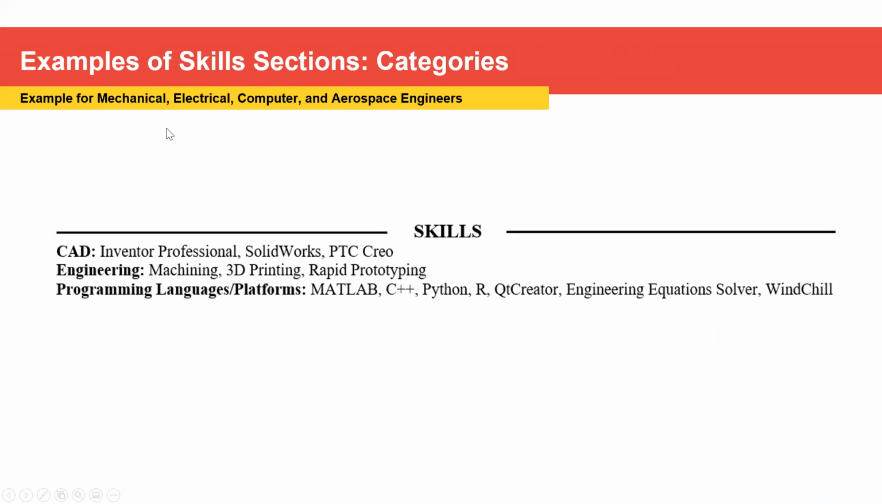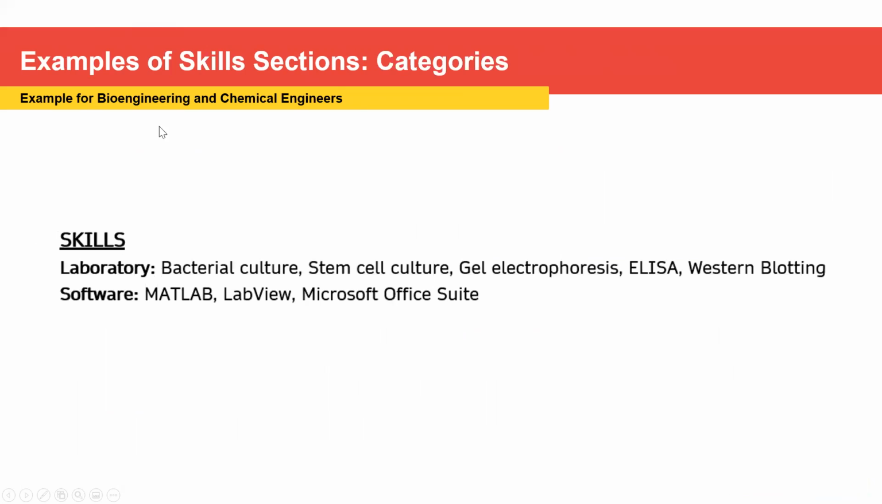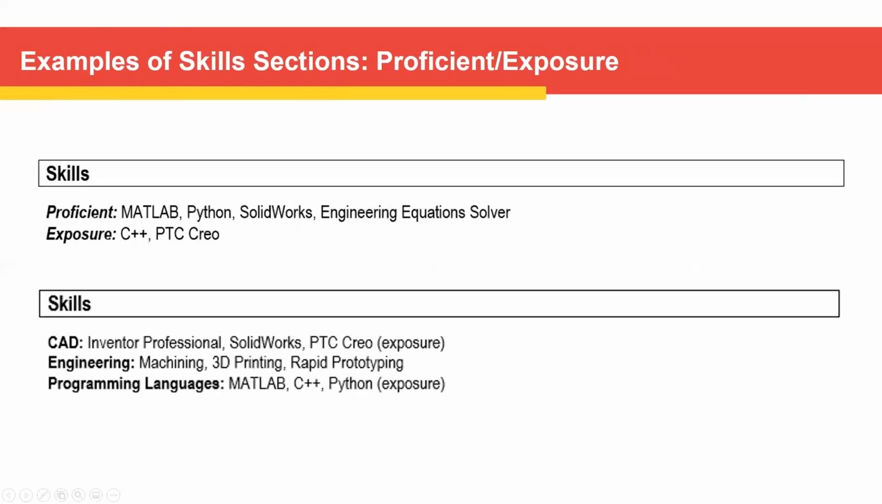This is an example for the engineering disciplines you see up here. You can see that everything is into categories. It looks nice and clean. And the titles are bolded, which is another thing that we recommend you do. This is an example for the engineering disciplines shown here. And this is an example of the proficient and exposure methods. So if you want to divide up your skills into a section like this, that is also completely fine. So if you say, oh, I'm really, really great at MATLAB and Python and SolidWorks, but I don't have so much experience in C++ and PTC Creo, you can go ahead and divide up your skills section that way.